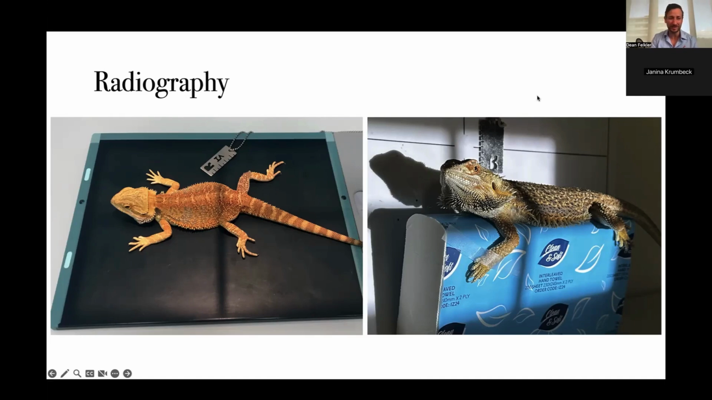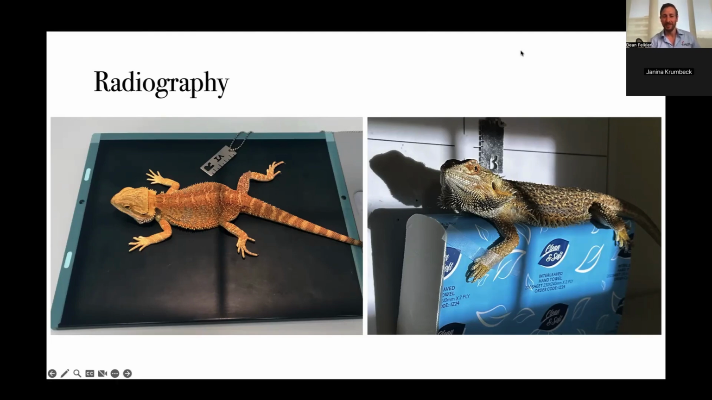We can't see you yet. Have you tried turning on your camera? I have, but it says you didn't allow it, so don't worry about it. Okay, just keep going, we'll come to that. We've got your voice. That's the most important thing. So just continuing with this, we'll come back to Janina's slides momentarily.